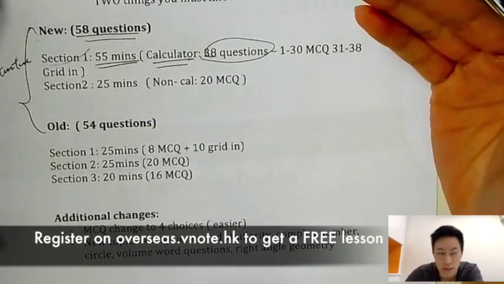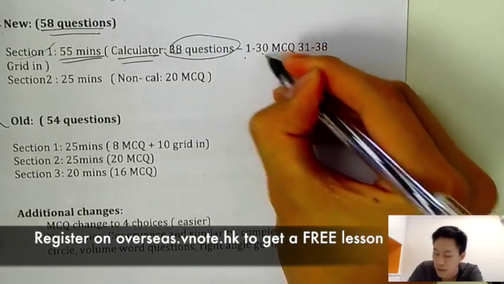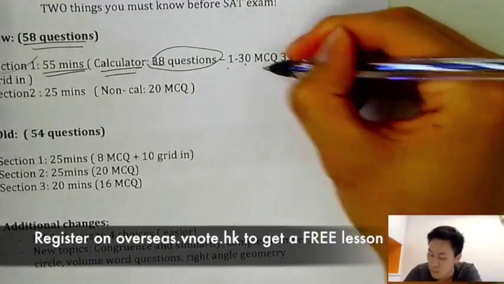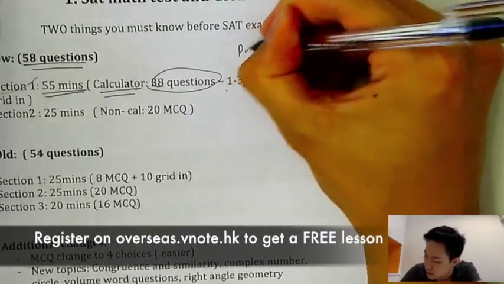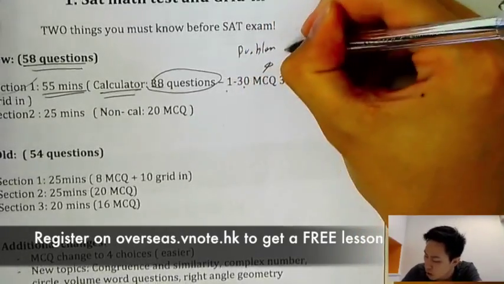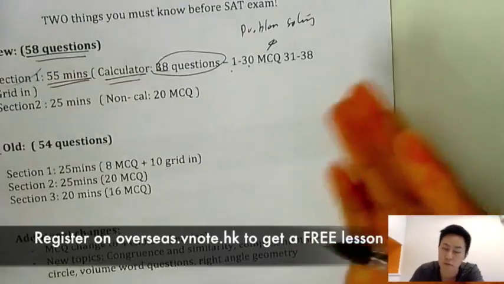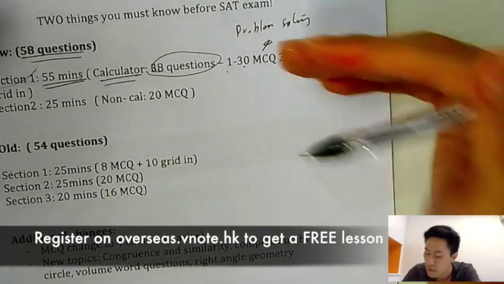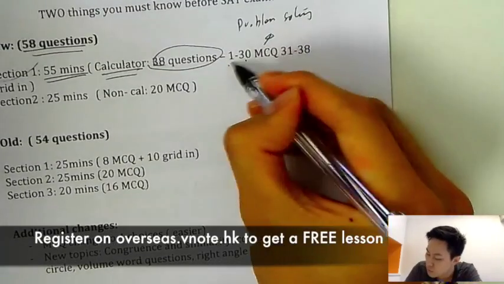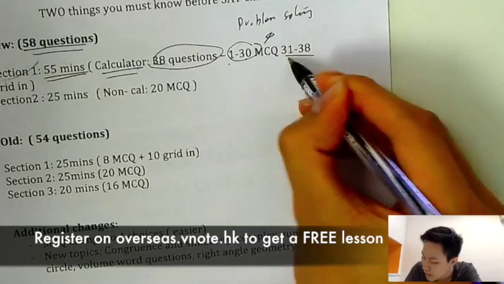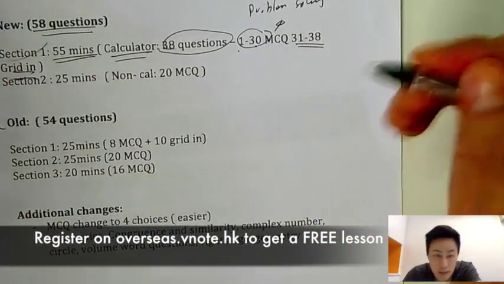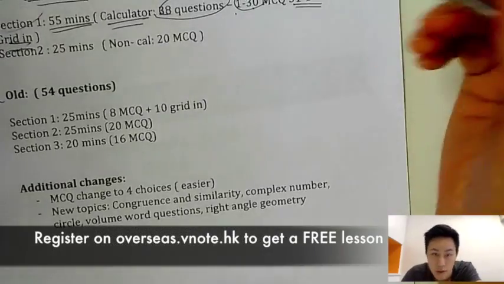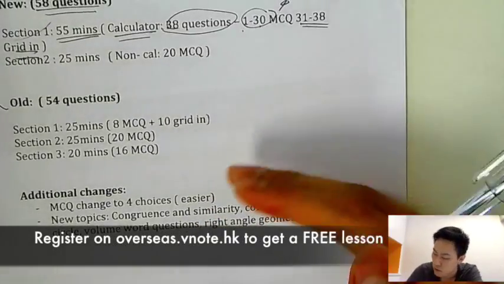But what kind of questions are they? You have questions 1 to 30 as MCQs. When I say MCQ, it means multiple choice. Problem-solving questions in SAT mean MCQ, multiple choice, 1 to 30. And then you have 8 grid-in questions. When I say grid-in questions, it means you have to write the answer for the question. It means you have no choices to choose from.